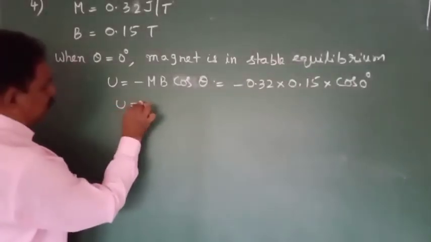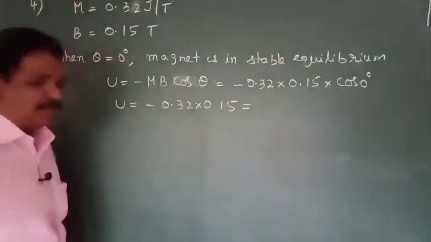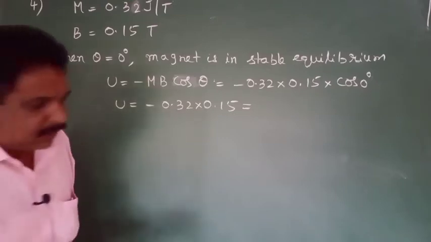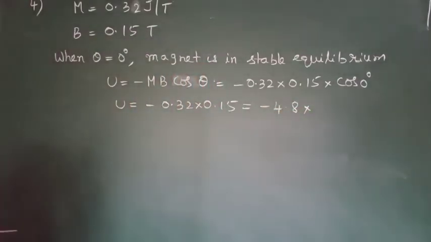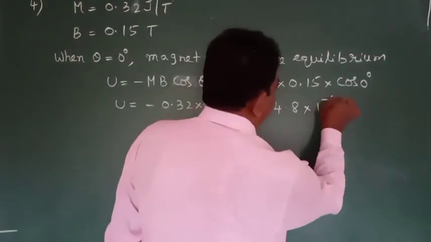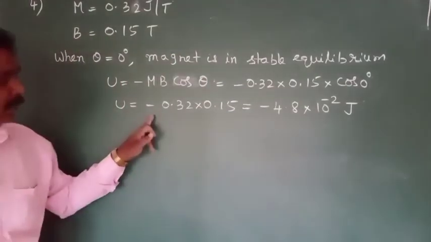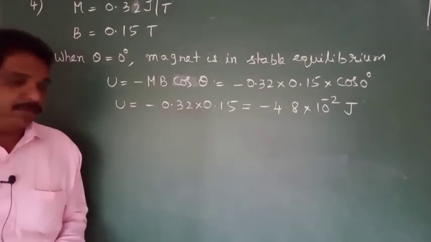So U is equal to minus 0.32 into 0.15. If we multiply these two, this value will be minus 4.8 into 10 power minus 2 joules. That is the potential energy of the magnet in stable equilibrium.